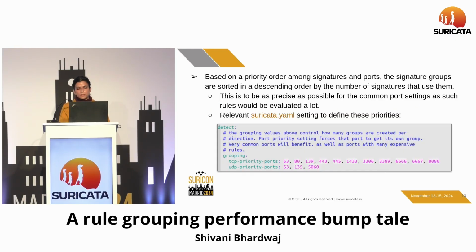Now, based on a priority order among signatures and ports, the signature groups are sorted in descending order by the number of signatures that use them. This is to be as precise as possible for the common port settings, as such rules would be evaluated a lot. Good thing is that you can actually configure these priority settings. These are the settings in suricata.yaml that you have to change if you want. By default, we actually pick the most common ports which see the most traffic. These are TCP priority ports, and these are the UDP ones, and you can configure them if you want.